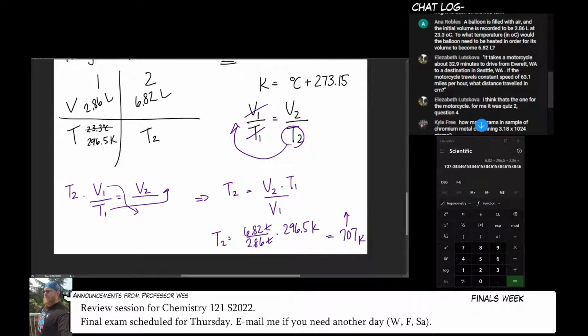Which I can then turn back into Celsius by subtracting 273. I get 434 Celsius. So I would have to heat the balloon to 434 degrees Celsius in order to double its volume. Or not double its volume, sorry. To increase its volume to that much, from 2.86 to 6.82. This is, of course, assuming the balloon doesn't break. All right, any questions, let me know.